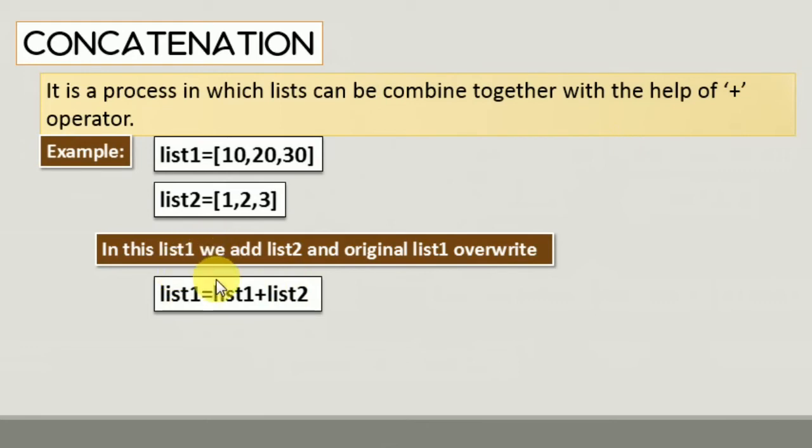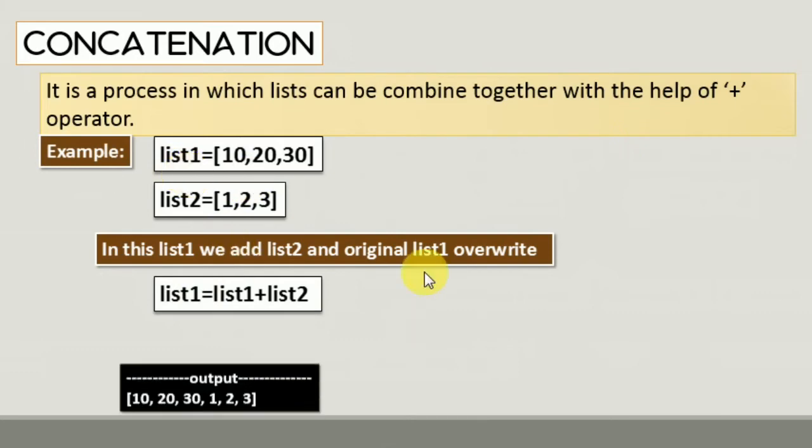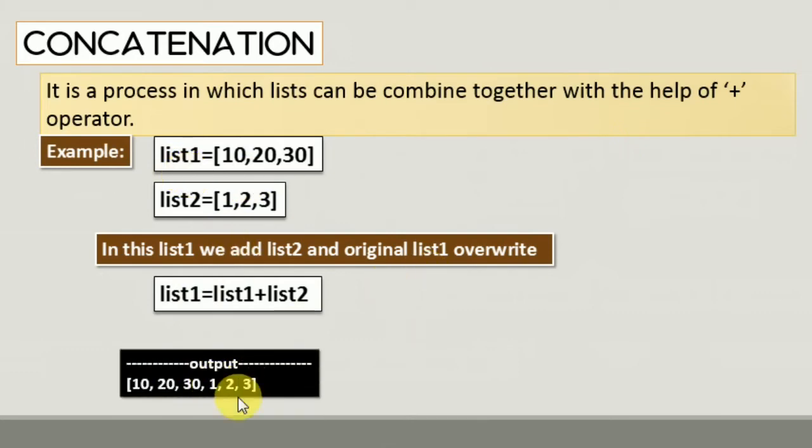So the values are going to be transferred to list 1 after adding the old values of list 1 with list 2, and then override list 1, which means the values are going to be changed. When we use this, it's going to show us the answer.